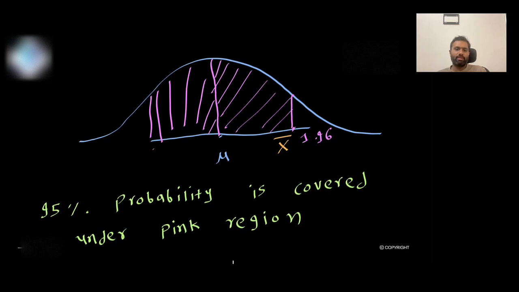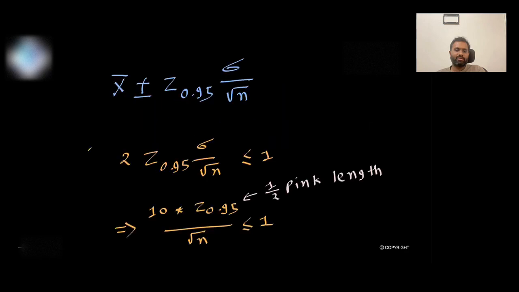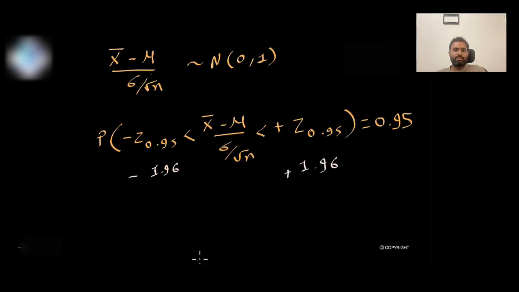Right. So 95% of the time, the difference between mu and x bar should be half of the pink region. Or you can derive it this way as well, that is also fine. You make it the standard normal. I don't know the mu, but I'm interested in a certain region such that the standard normal is between this region. For that, the z value that we will get is 1.96.